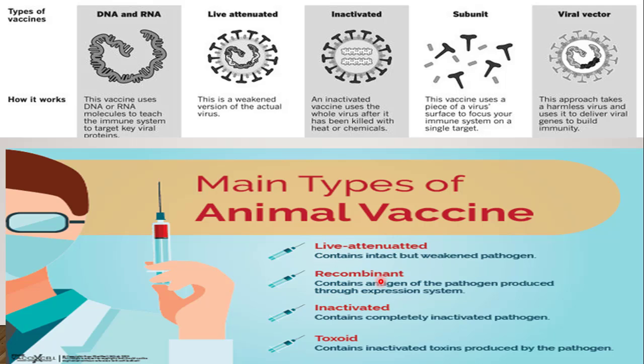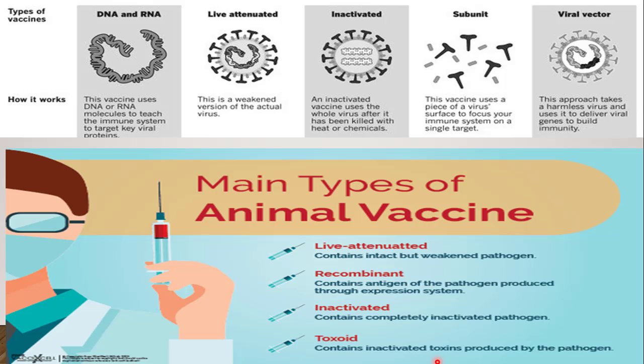Then recombinant vaccines are there, which contain the antigen of the pathogen produced through an expression system, recombinant DNA or recombinant technology systems. Then inactivated vaccines contain the pathogen but it is inactivated, it is neither live nor weakened. Then toxoids also contain inactivated toxins which are produced by that pathogen.